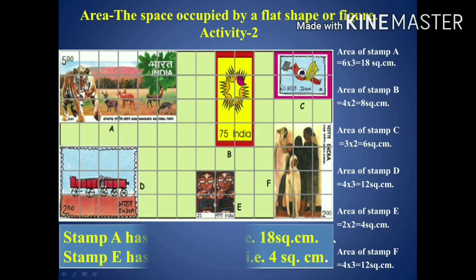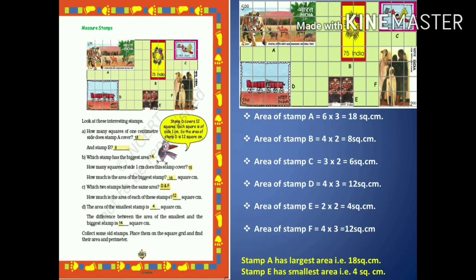Now we can compare the areas of each stamp. So stamp A has the largest area, that is 18 square centimeter, and stamp E has the smallest area, that is 4 square centimeter. Let's fill the blanks that were given in the activity. So part A is: How many squares of 1 centimeter side does stamp A cover? So area of stamp A is 18 square centimeter.